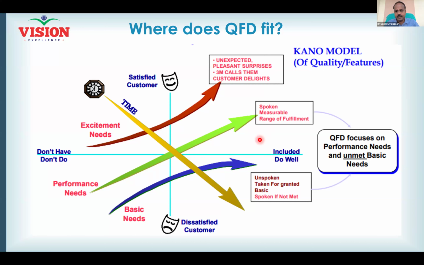And the QFD will actually focus on improving the performance needs. Performance needs means the linear satisfiers, as well as it will help the product development team to meet the unmet basic needs. The basic needs are also known as unspoken. If there is a problem with the basic needs, you know what the customer will do? The customer will start talking about it.